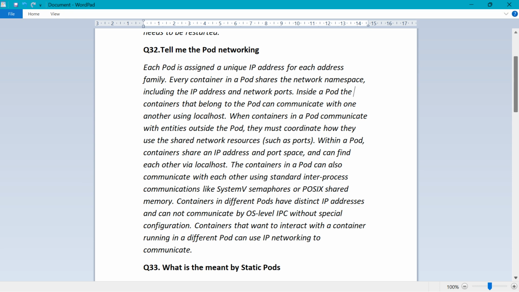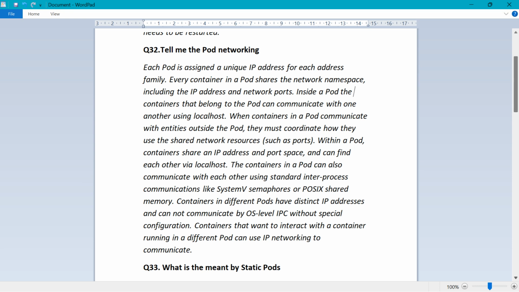When containers in a pod communicate with the entities outside the pod, then they must coordinate how they use the shared network resources such as ports. Within a pod, containers share an IP address and port space and can find each other via localhost.